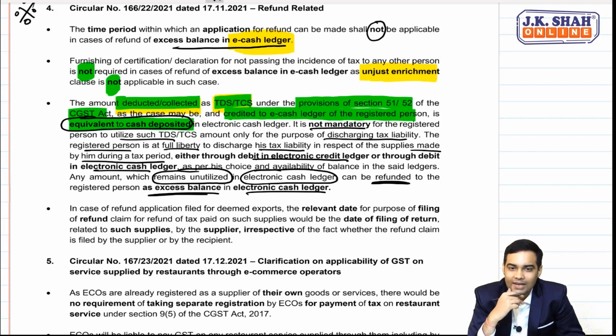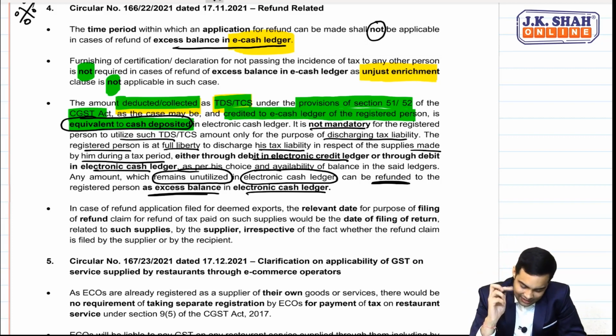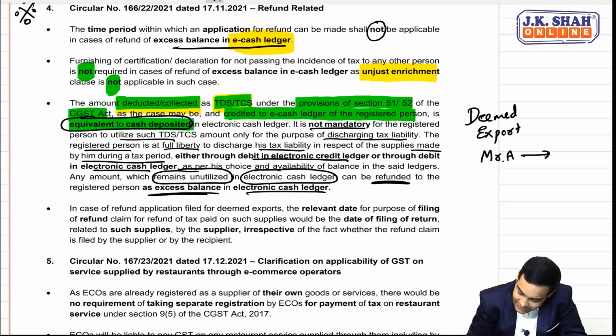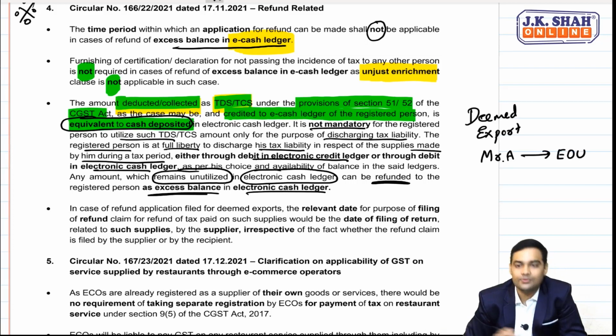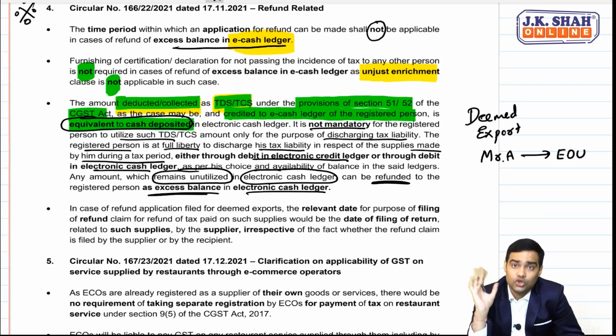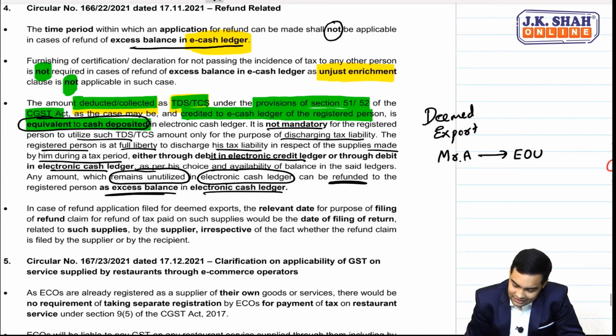Okay. Now, people, there was a discussion of deemed exports. What is deemed exports, sir? Say suppose Mr. A is supplying to an EOU, export oriented unit, or to a person having advance authorization or EPCG holder, or against advance authorization, gold being supplied to PSU. These are deemed exports. Deemed export, there is a choice given.